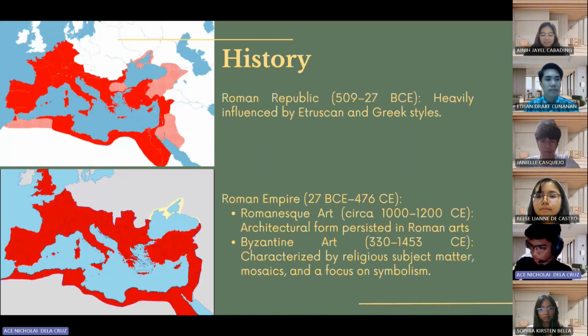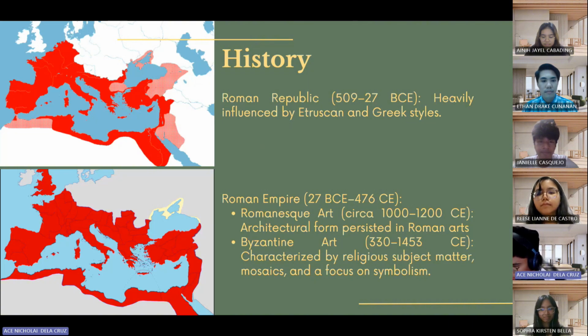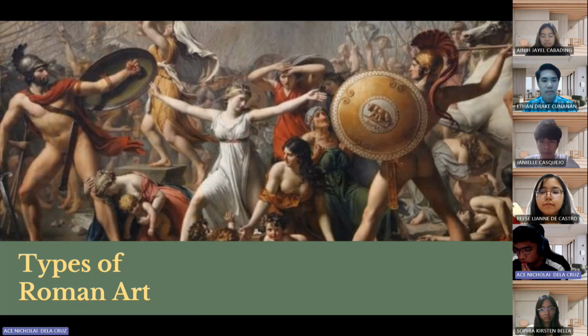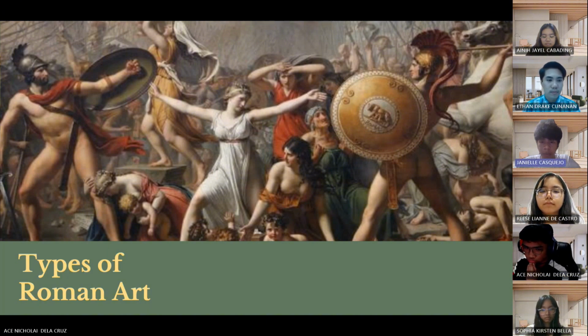Roman Republic art was heavily influenced by Etruscan and Greek style. This period saw the development of realistic portraits and historical relief. Under the Roman Empire, we have the Romanesque arch and some elements of it persisting, especially in architectural form. And we have the Byzantine art. It was characterized by religious subject matter, mosaic, and a focus on symbolism. And lastly, types of Roman art.